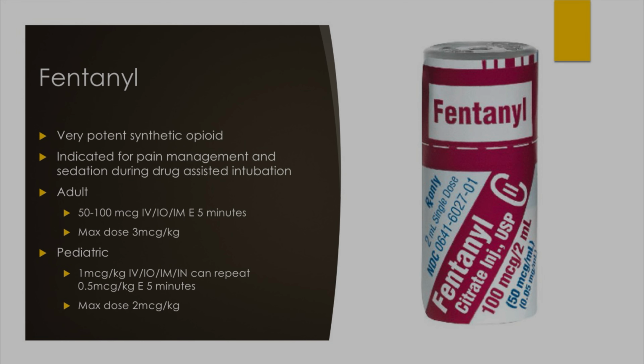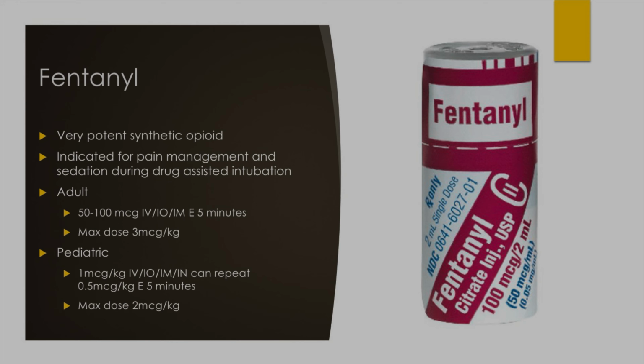Fentanyl is a potent synthetic opioid, about 50 to 100 times more potent than morphine, so dosing precision matters. It's used for pain management and for sedation during drug assisted intubation. Adult dosing is 50 to 100 micrograms IV, IO, or IM, repeatable every 5 minutes as needed, up to a maximum of 3 micrograms per kilogram.